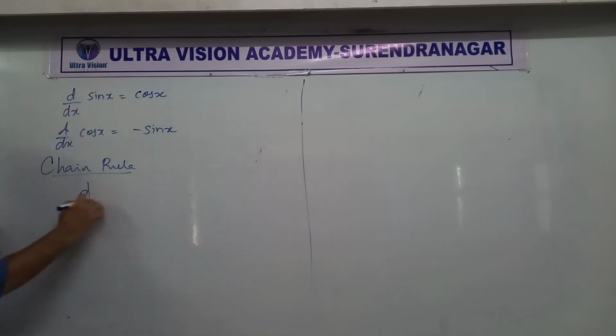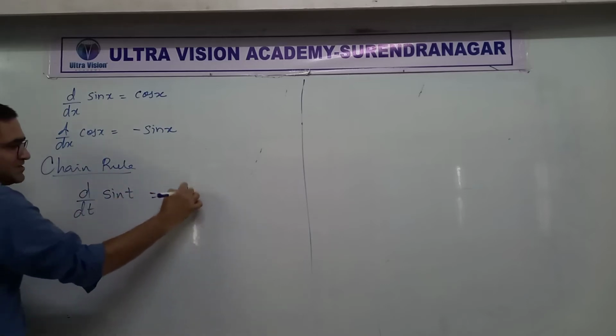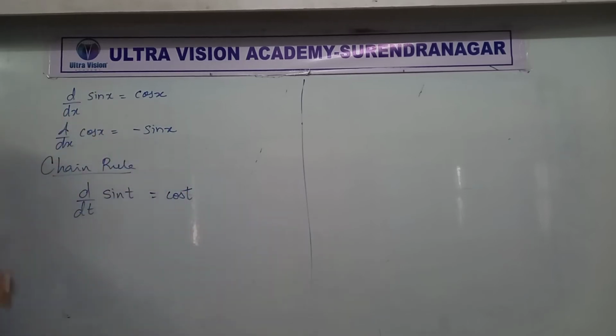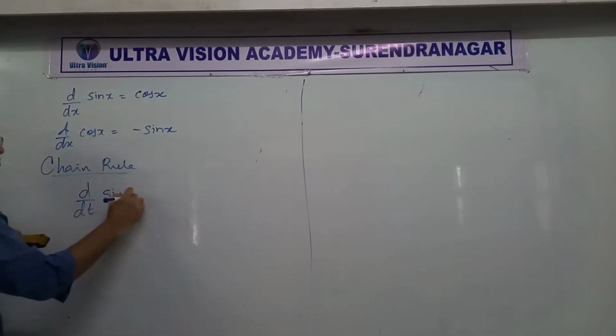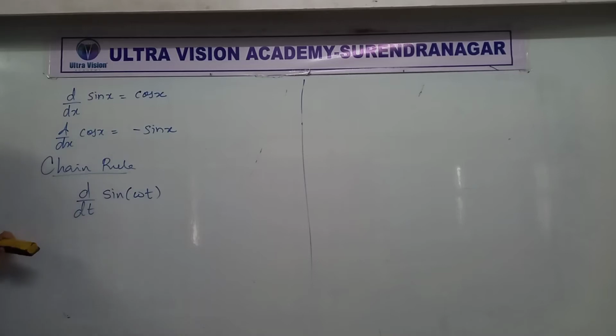Suppose you want to do differentiation of sine t, then that's very easy. It is cos t, right? Just like here. No big deal. But if you would change this now to something like this. Okay, why this? That will come in the physics of the chapter. We'll see why we have to do something like this.